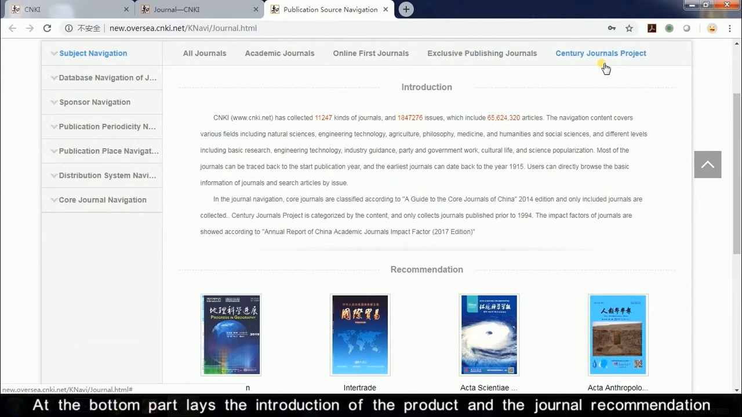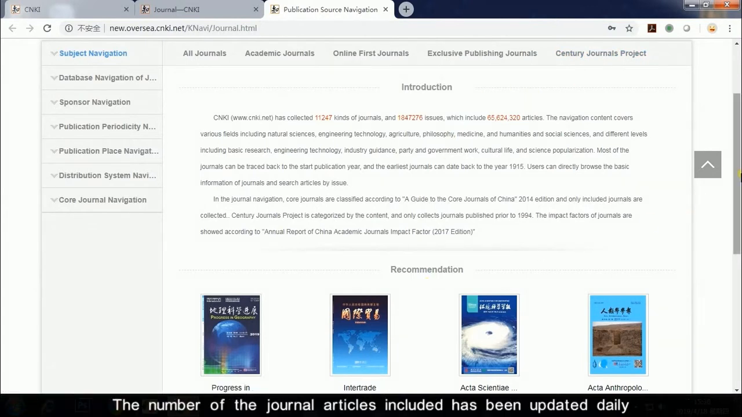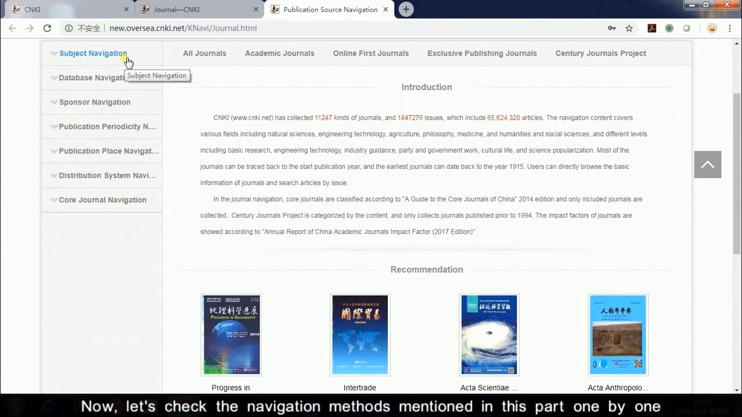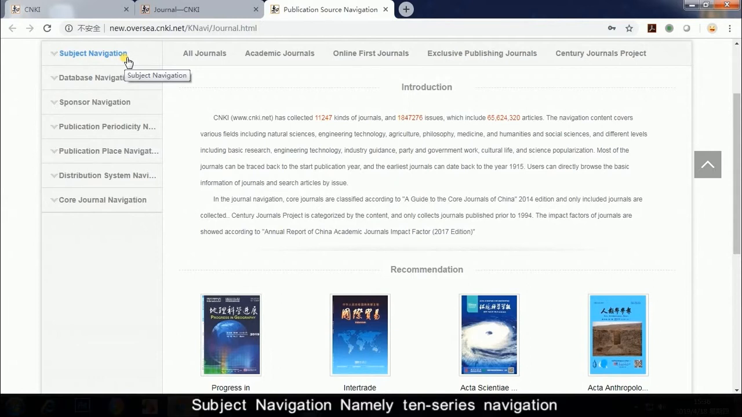At the bottom lies the introduction of the product and the journal recommendation. The number of journal articles included is updated daily. Now, let's check the navigation methods mentioned in this part one by one.